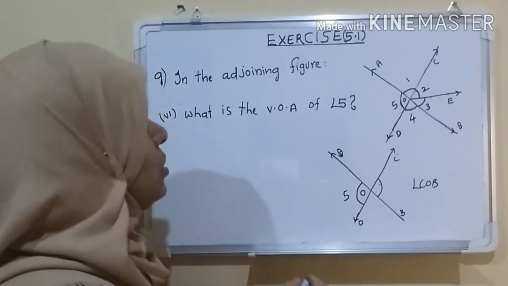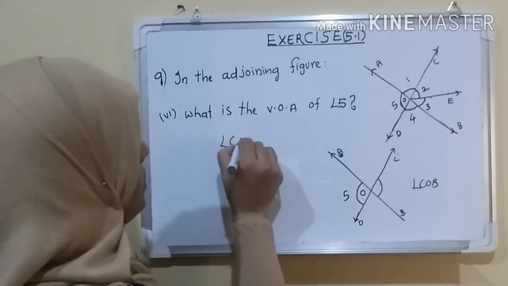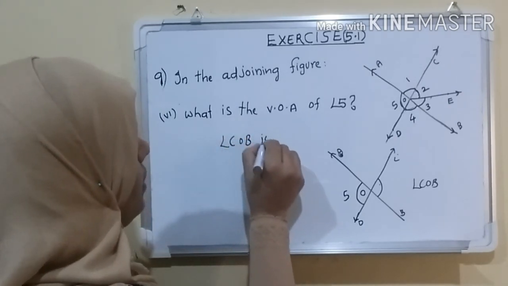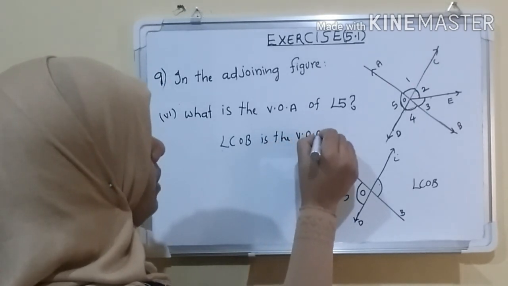Right. So our answer is angle COB is the vertically opposite angle of angle 5.